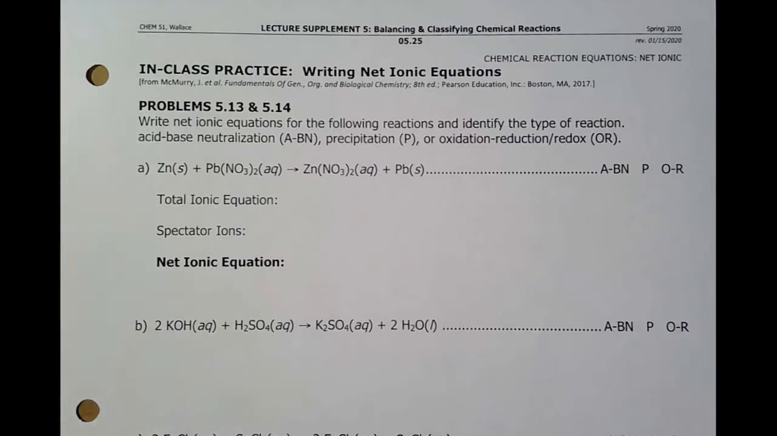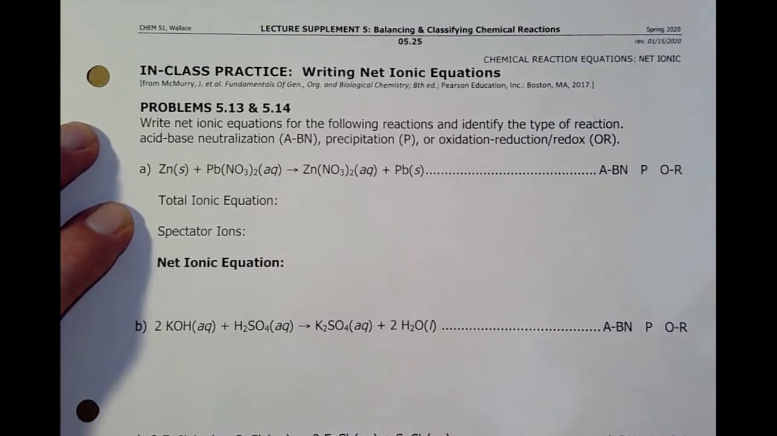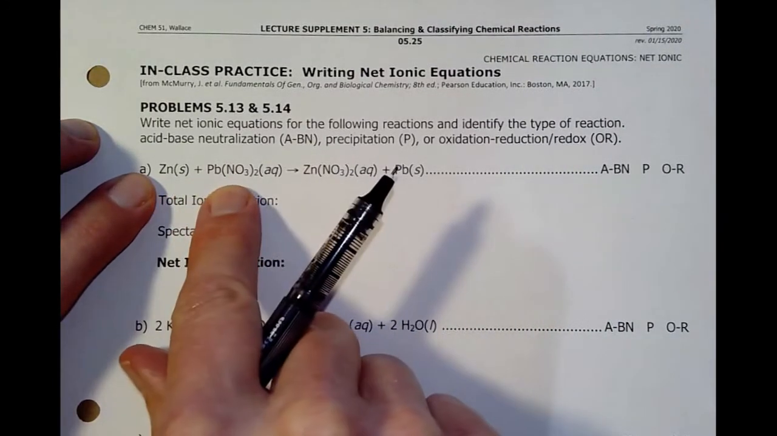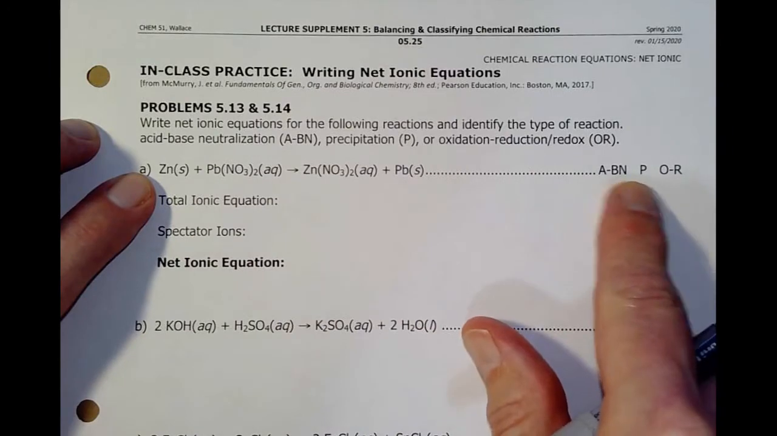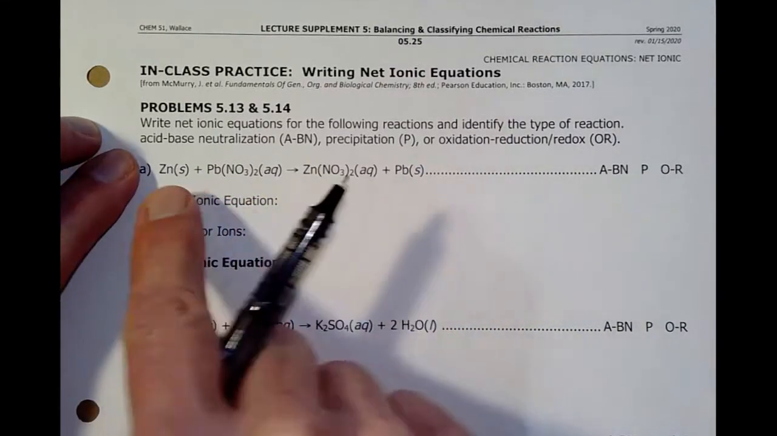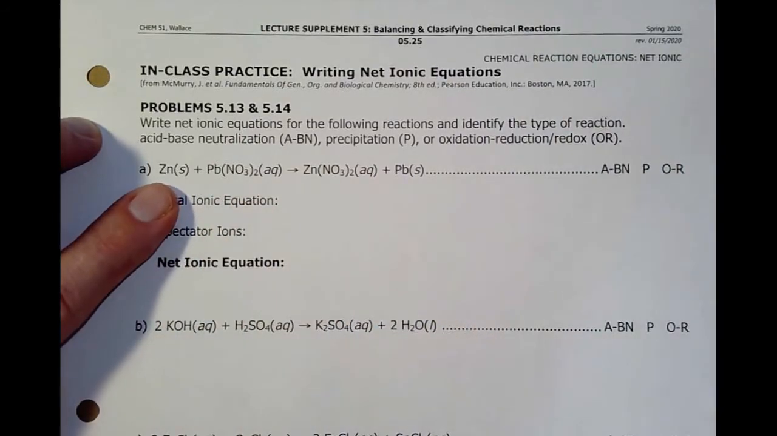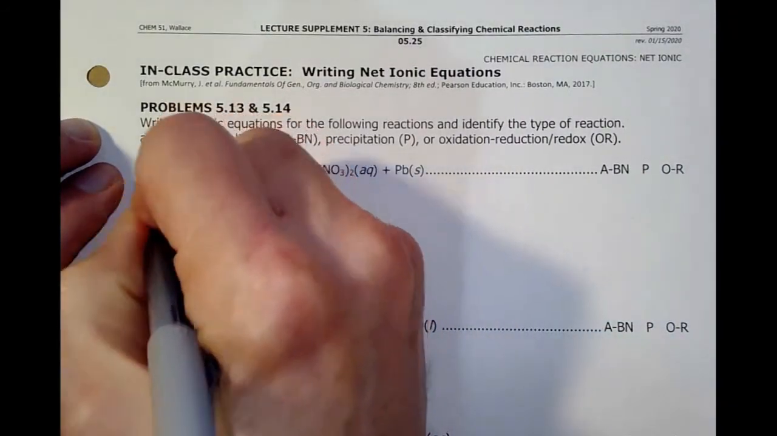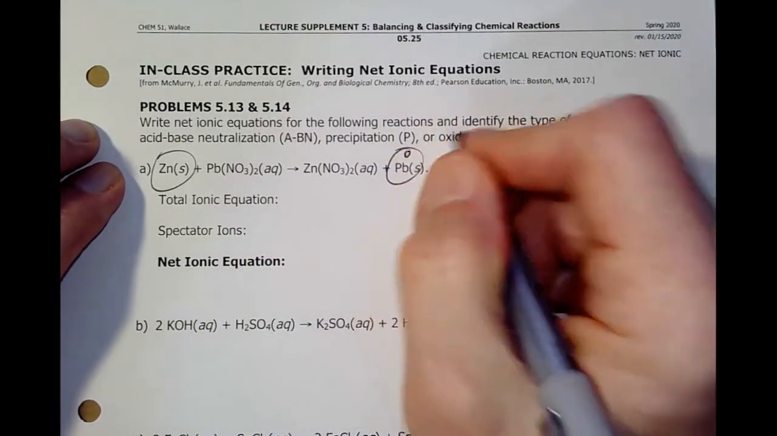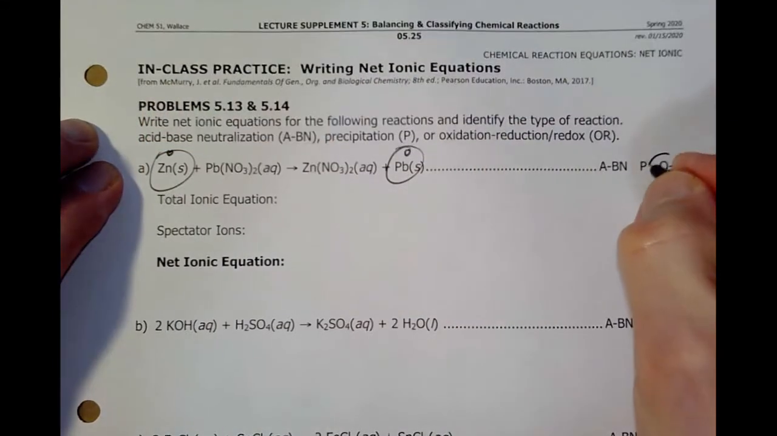Okay. What kind of a reaction do we have here? Well, acid base, I don't see H plus. Precipitate, both of these would have to be aqueous, one solid. No, that's not it. It's got to be oxidation reduction. And in fact, there's an element alone. What's the charge on an element alone? 0, 0. Oxidation reduction.